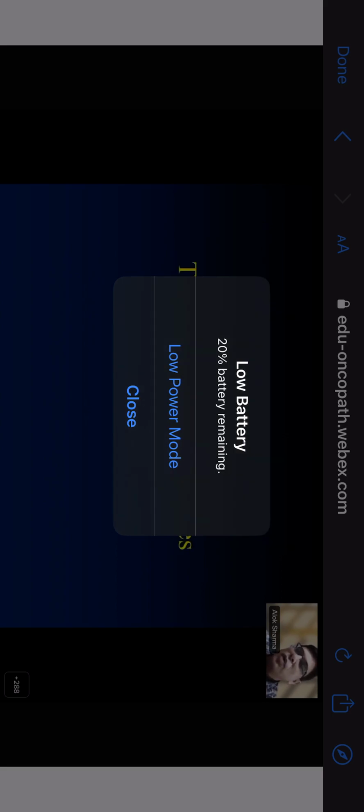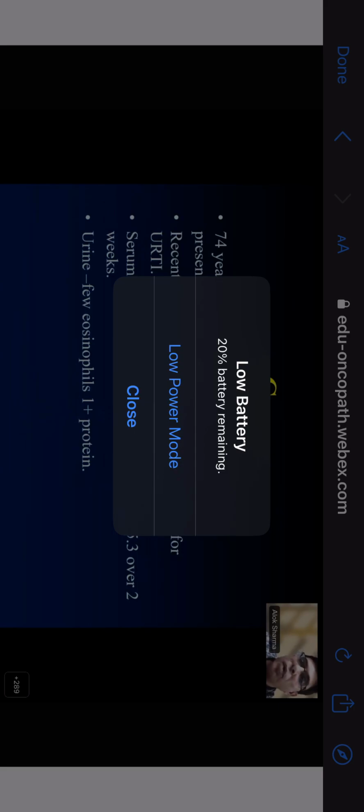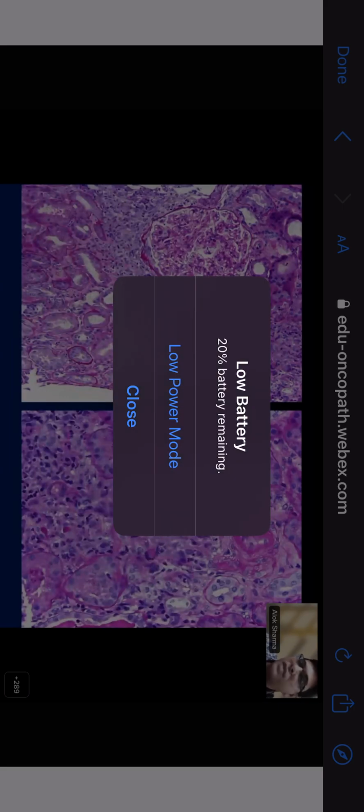A quick word on tubulointerstitial disease. The most important tubulointerstitial disease which you as a resident would like to know is interstitial nephritis. This is a 74-year-old female who has been given a lot of antibiotics for URTI, and she lands into renal failure. By the look of it, you can tell that the glomeruli are okay, but you can see a lot of inflammation here, right? Just like any other place, you would call it interstitial nephritis.